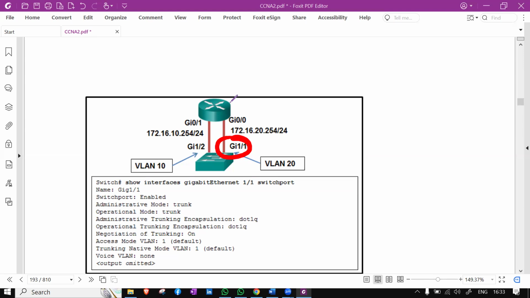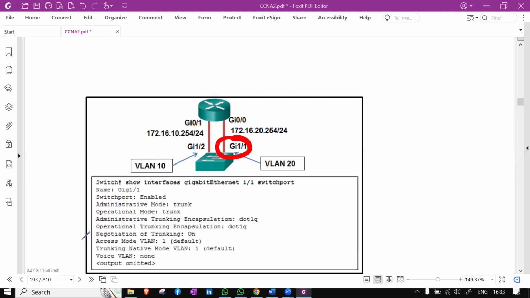Show interfaces, the switch, okay. Enabled trunk. I think the access mode, probably. Access mode on Giga Ethernet 1/1, access mode VLAN default.